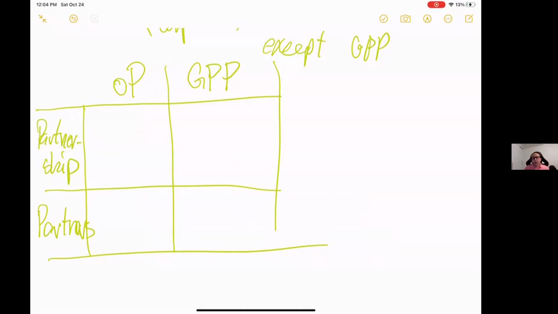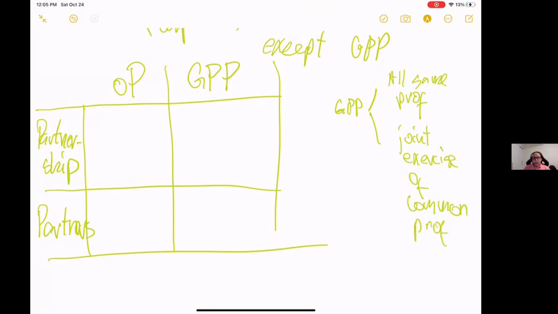Okay? So first things first, when is a partnership considered a general professional partnership? A partnership will be considered a general professional partnership if it meets two conditions. To be considered a GPP, number one, all partners belong to the same profession. And number two, the purpose of the partnership is the joint exercise of common profession. So that's the reason why you set up the partnership: among your co-professionals, you will have a joint exercise in that partnership. That makes you a general professional partnership.